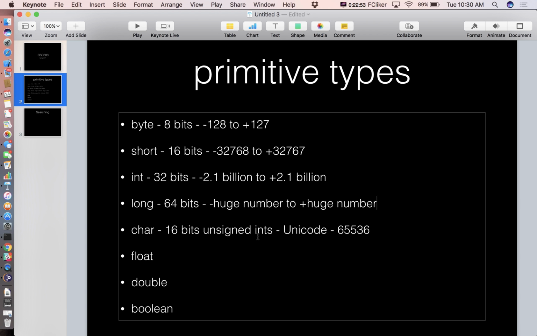Ever looked at big integer? So big integer would be a Java object type that allows us to hold arbitrary size numbers. We can have a 4,000-bit value. It's going to get slow.